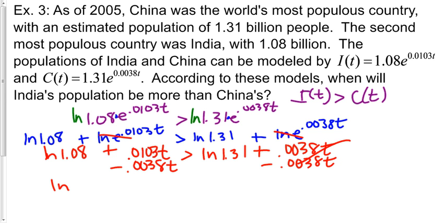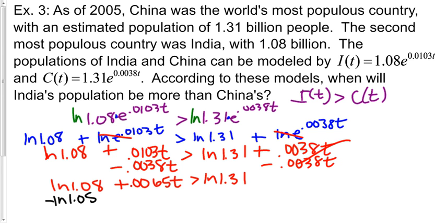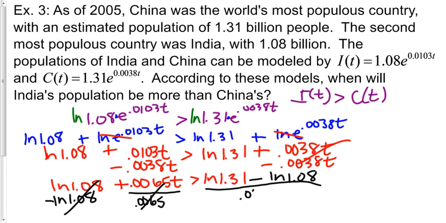So the ln of 1.08 plus 0.0065t is greater than the ln of 1.31. Now let's keep going here to try to get t by itself. I'm going to subtract the ln of 1.08 on each side, minus ln of 1.08. And then my last step, I'm running out of room here, so I'm going to kind of squeeze it in. My last step, to get t by itself, I need to divide that by 0.0065. So this entire thing divided by 0.0065.